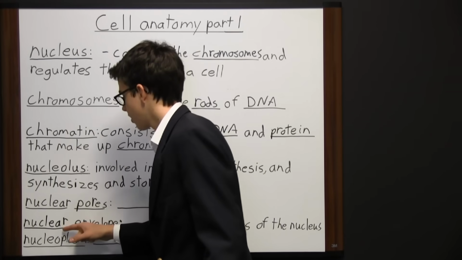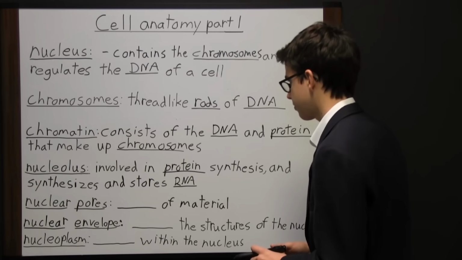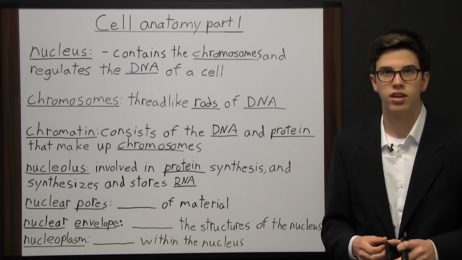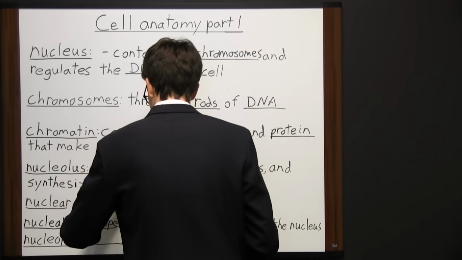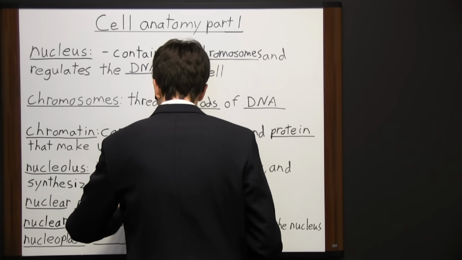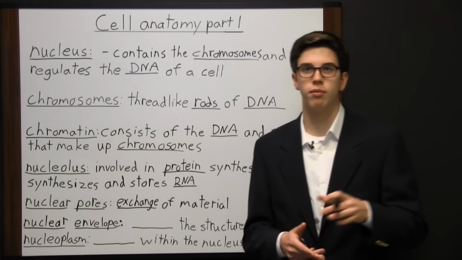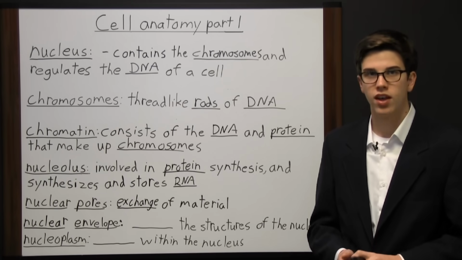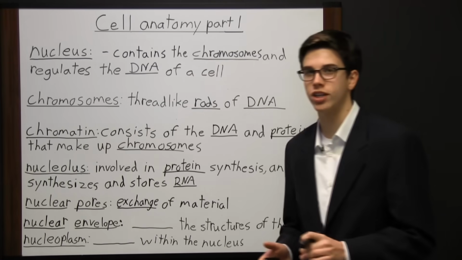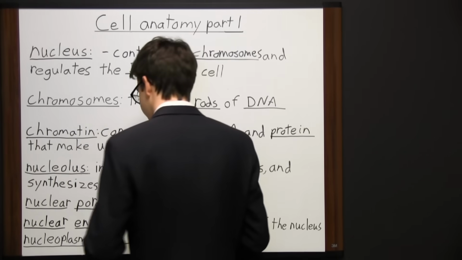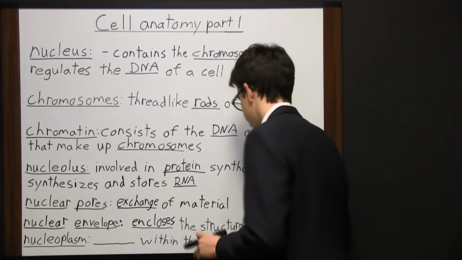So these last four parts of cell anatomy that we're covering in this session all directly relate to the nucleus, because the nucleolus is contained within the nucleus. And then we have nuclear pores, which regulate the exchange of material that goes on in a cell. It regulates the exchange going on between the nucleus and the cytoplasm. Then we have the nuclear envelope, which consists of inner and outer membranes made of lipids, and it is basically a structure that encloses the structures of the nucleus.